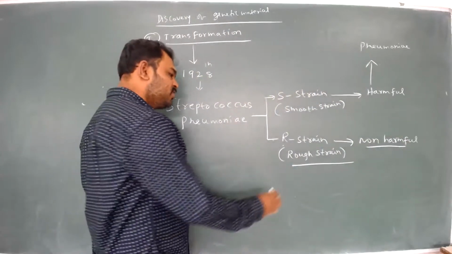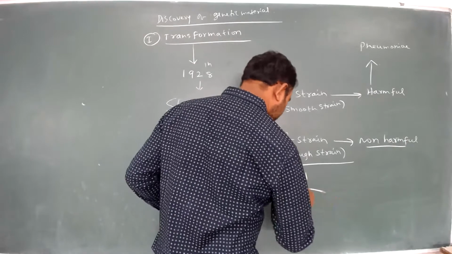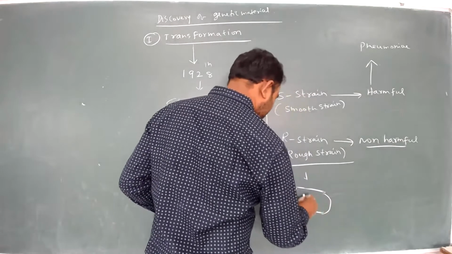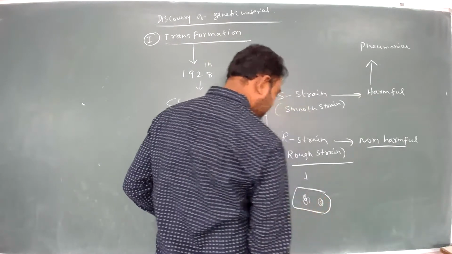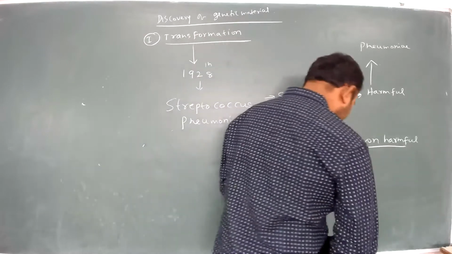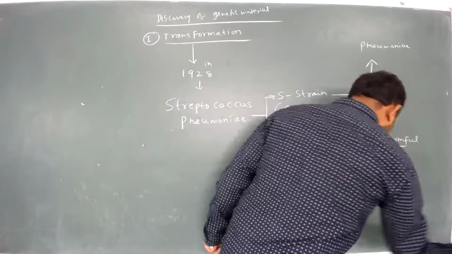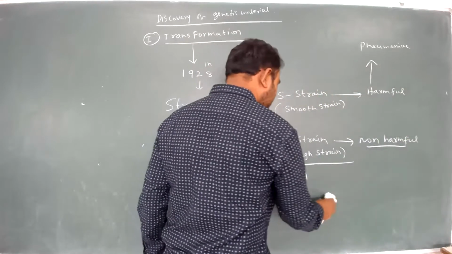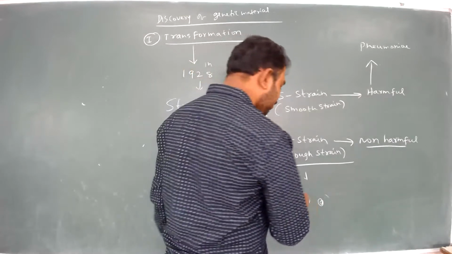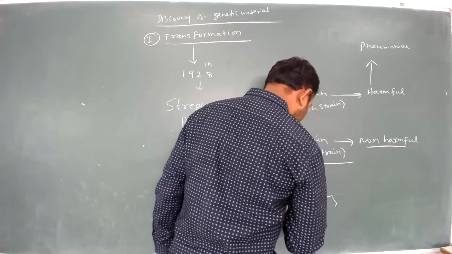But what is meant by rough strain? You see this bacteria. It is a bacteria, but on its surface it is rough. What is this rough strain? There is no production of polysaccharide coat on the surface. Then how will it be?